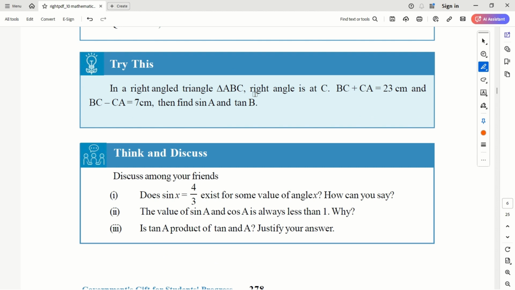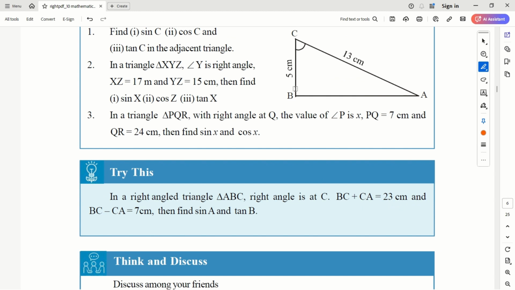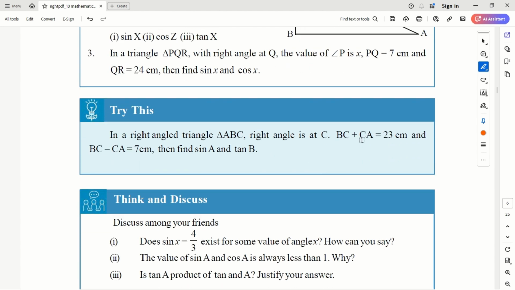In a right angle triangle ABC, the right angle is at C. So BC plus CA is 23 centimeters. That is opposite and adjacent, the two right angled sides, are 23. BC minus CA is 7 centimeters. Then find sin A and sin B.